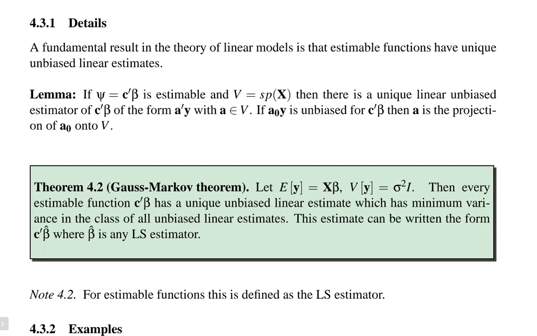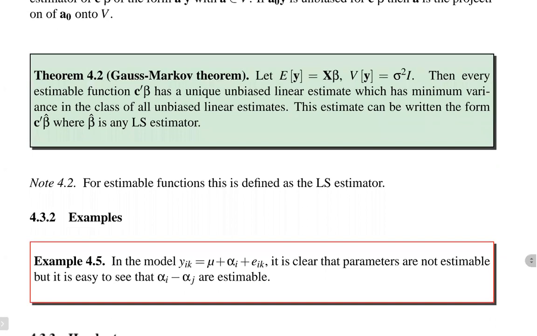We have a two-part theorem. First a lemma, and then the theorem itself, which we're going to prove to see the properties of our estimators for the estimable functions. We start with the lemma, and we need to do two things. We need to show that there is a unique linear unbiased estimator, and if we have another unbiased estimator, then our unique estimator is the projection onto V.